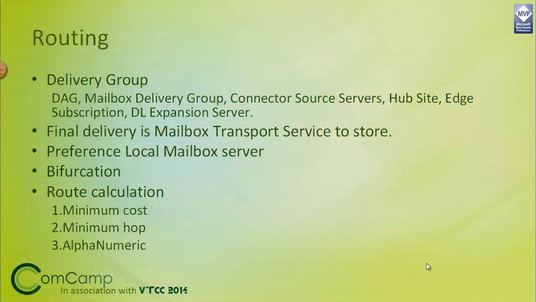Routing. Exchange 2013 has delivery groups, which are a way to generalize mail routing to help improve efficiency and attempt to deliver a message as close to its destination as possible. So a delivery group could be the DAG mailbox delivery group, connector source server, or an AD site, which can be the hub site, the hub subscription. Remember, if the hub subscription is subscribed to some mailbox servers, it will only send the email to those servers, not all mailbox servers. So in that case, that's a delivery group for the hub subscription.